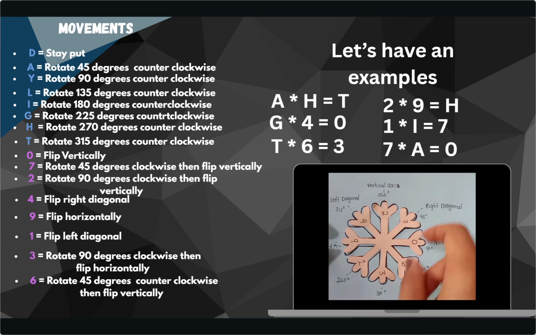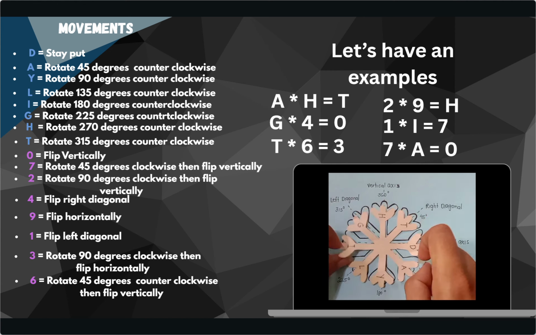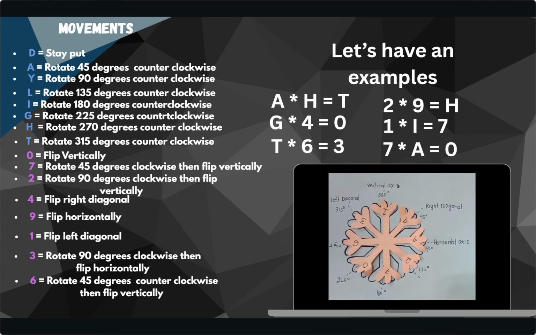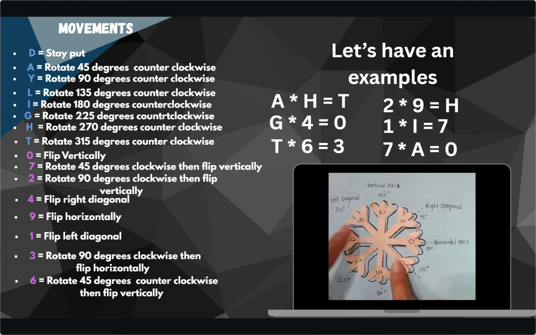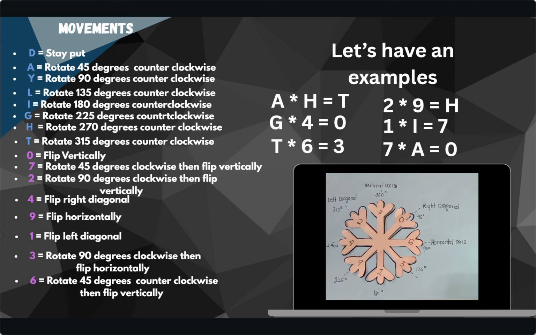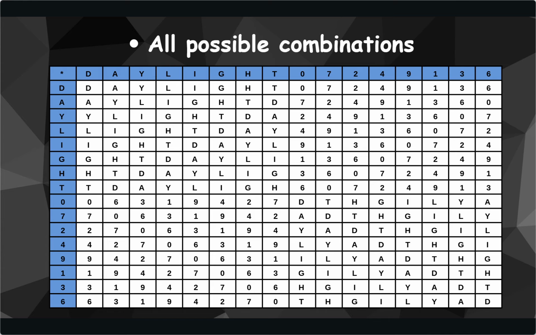And 2 star 9, 9 is flip horizontally, we come up with letter H. 1 star I, which I is rotate 180 degrees counterclockwise, we come up with number 7. And 7 star A, which A is rotate 45 degrees counterclockwise, we come up with 0. After following the moves, these are the possible combinations, and we completed the table of the binary operation star.